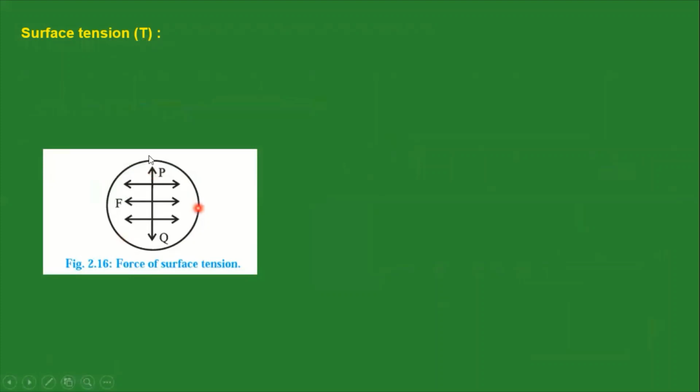If we consider this diagram, you can see here, this is a free surface. Okay? And if we draw this imaginary line to this free surface, so this is the imaginary line. Okay? Then force per unit length is called as surface tension. Force per unit length is called as surface tension.